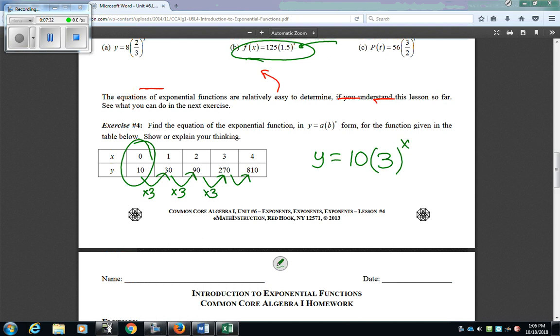Again, like I was talking about, exponentials are repeated multiplying. So you've got repeated multiplication going on, whereas a linear function, like we talked about in Unit 2, would be repeated addition.